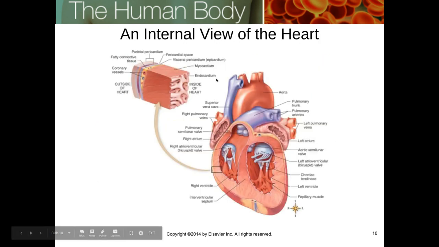Okay, here is a little chunk they have taken out of the right ventricle on the heart.